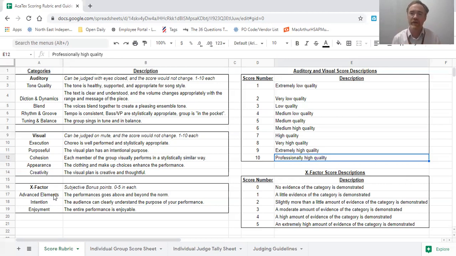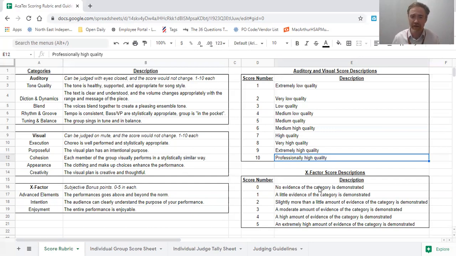A group could absolutely come out and be great on tuning and great with rhythm and groove, but not do anything to push a cappella in a new direction, not do anything new or exciting. Well, they wouldn't get the X factor. But by the same token, a group could come out and do something raw and visceral and exciting, but not be in tune. Well, they would get those X factor points that could potentially make up for the lack of tuning.